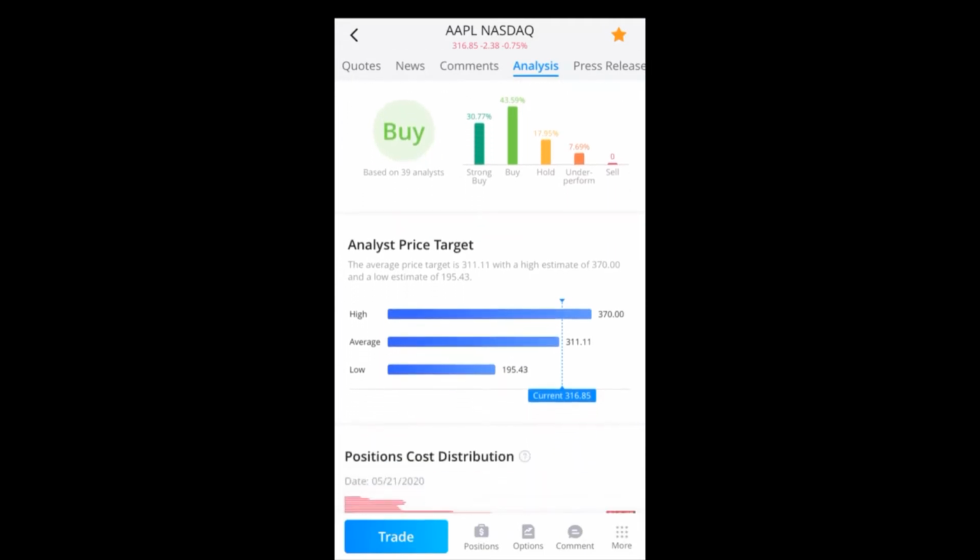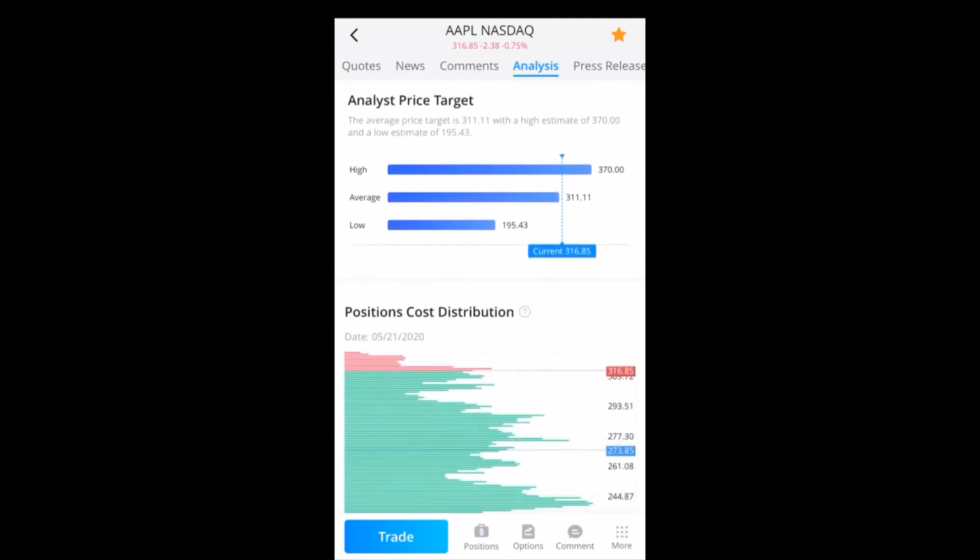And so you can see the specific price targets below. At the high end, you see that $370 is someone's price target, or multiple analysts' price targets. The average of all the price targets of those 39 analysts is $311.